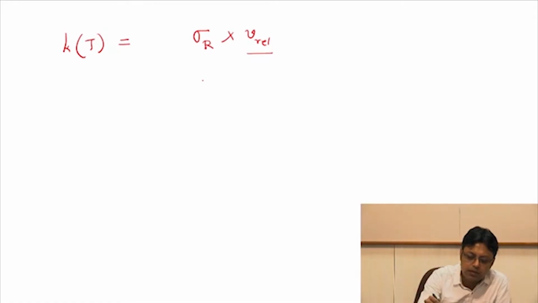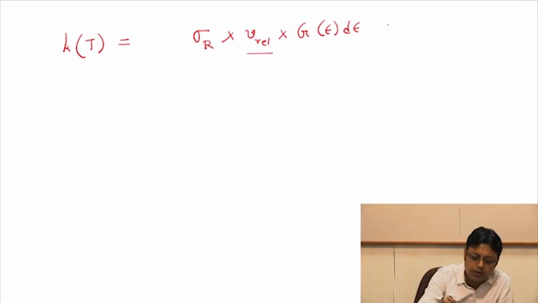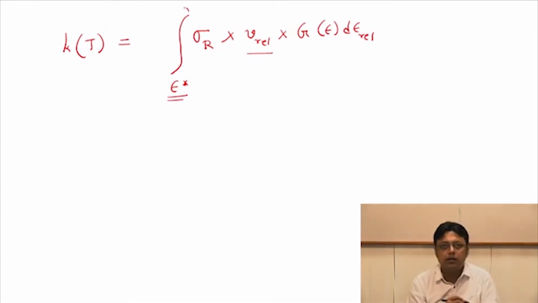And then we are basically integrating, and we are saying that all these energies will give me a reaction, that will be the total rate constant. However, only when this relative energy has a minimum value of epsilon star and it is going to infinity. So that integral we just have to solve right now.